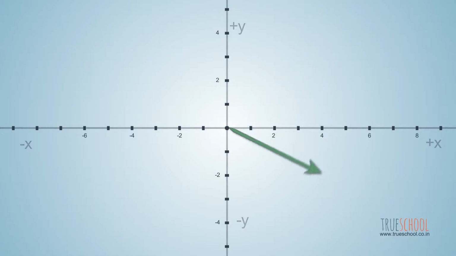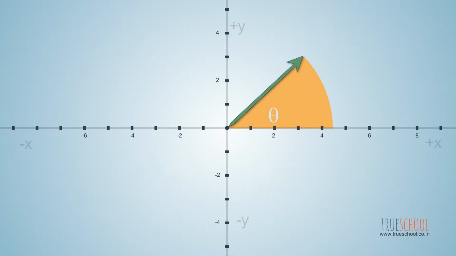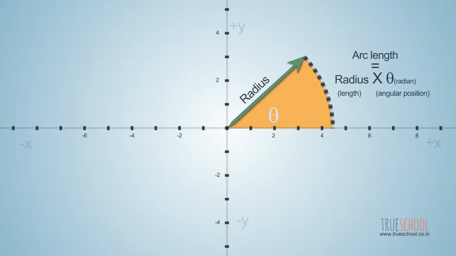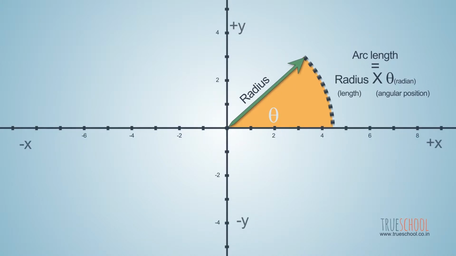We have used the rotating arrow of trigonometry to understand angles. We then talked about how the arc it subtends is proportional to its length and its angular position. We also talked about the two independent directions and the components of the arrow on these two directions.